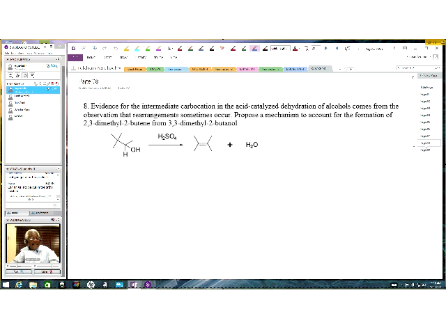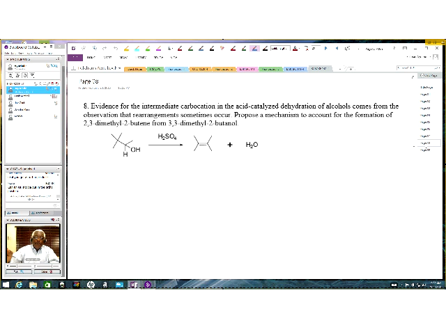Okay. Now let us do question 8. Kesla, if your mic is working, can you pick up the mic and read question 8 for us? Evidence for the intermediate carbocation in the acid-catalyzed dehydration of alcohols comes from the observation that rearrangements sometimes occur. Propose a mechanism to account for the formation of 2,3-dimethyl-2-butene from 3,3-dimethyl-2-butanol. Thank you very much, Kesla.